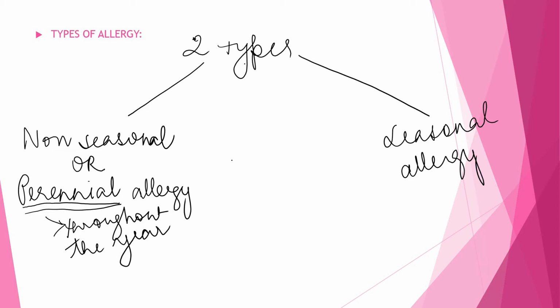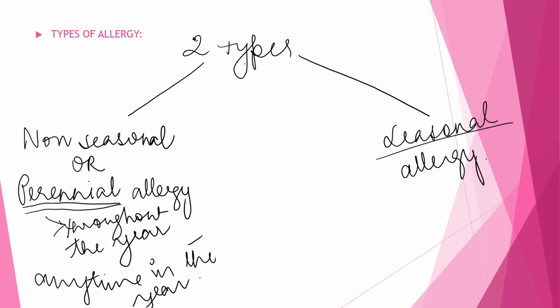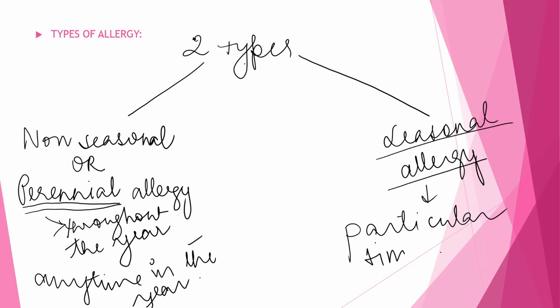That means these are the allergies which can happen anytime in the year. Anytime, okay? You can say throughout the year, anytime. These are not seasonal ones. Seasonal allergies are the ones that occur at a particular time in a year. All right, easy. Two types: non-seasonal or perennial allergy and seasonal allergy.